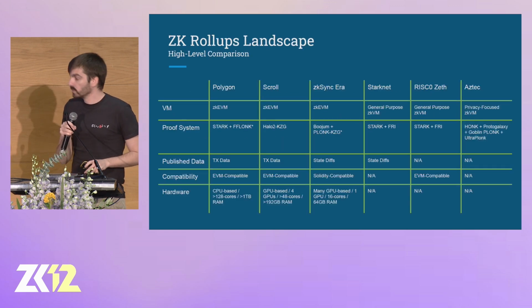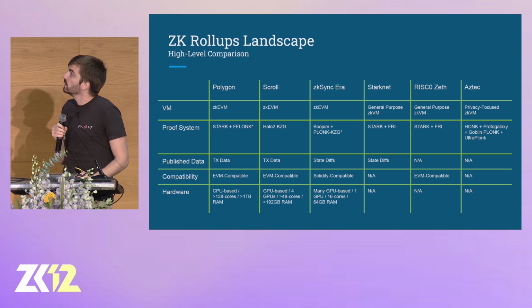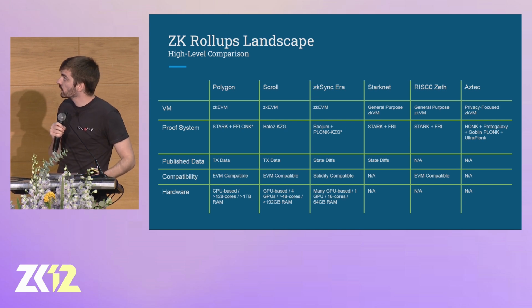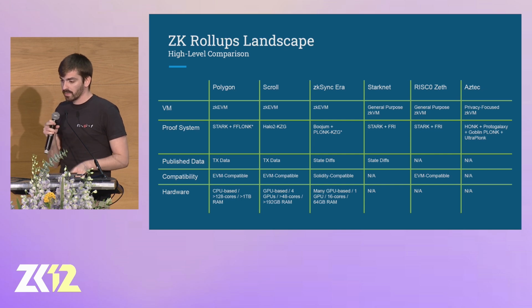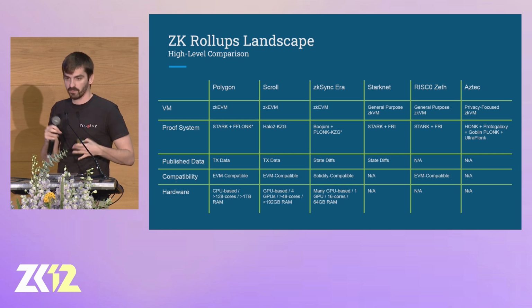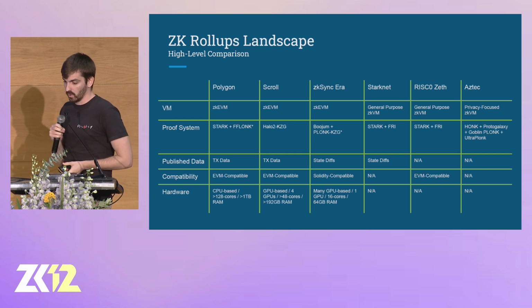So here are some of the ZK-Rollups that have been implemented. We have Polygon, Scroll and zkSync Era, which basically use a ZK-EVM as their VM, and they try to be either EVM compatible or Solidity compatible. And then we have some other options, for example, Starknet. We have Aztec, which is more like a privacy-oriented rollup.